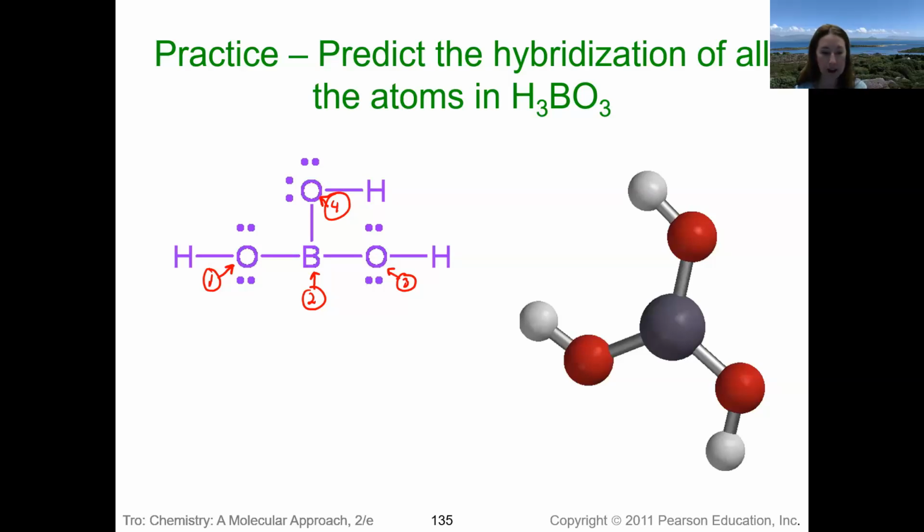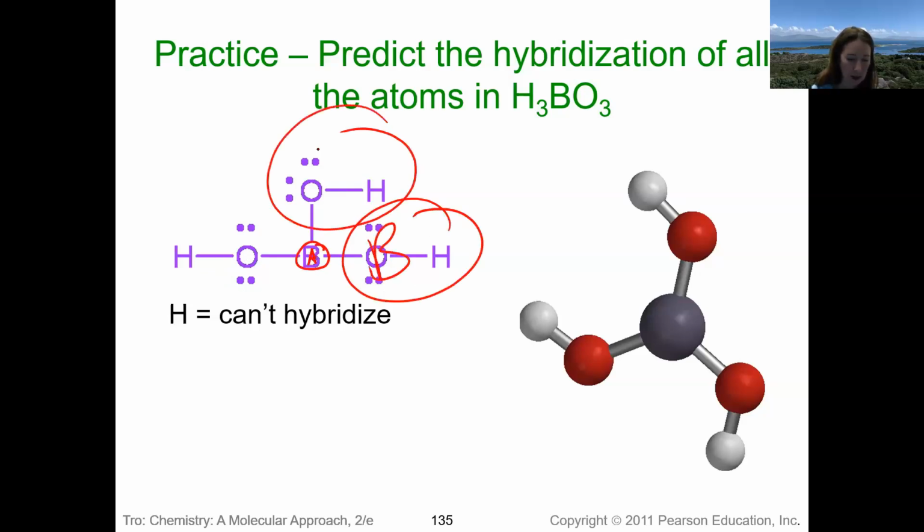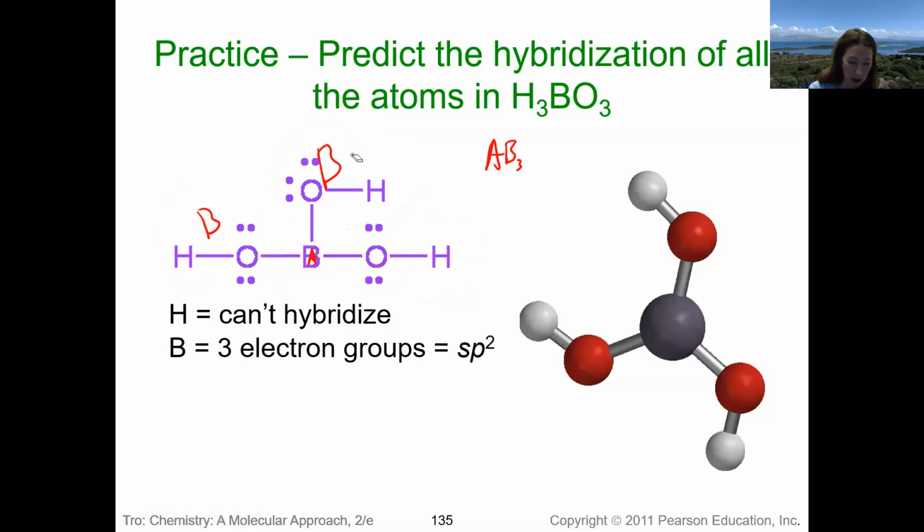All right, let's look at these hybridizations. So first of all, we know that hydrogen doesn't hybridize, right? And so again, when we look at these, we look at the number of electron groups. Let me erase these numbers so they're not in the way. So let's do boron. It's A, B, B, B. So boron is AB3, 3 electron groups. That's s, p, p, sp2.